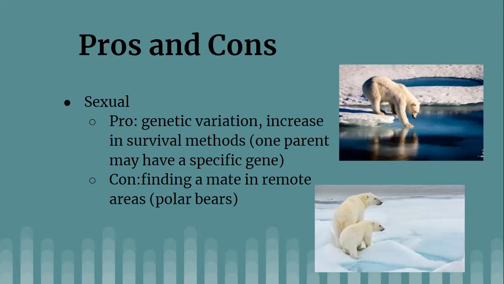Now, our con will be finding a mate in remote areas. So, for example, polar bears are not going to be able to find a mate very quickly when all the ice keeps melting. So, over time, they might start being less of polar bears because of this sexual reproduction that does need to take effect into making more and more. Now, for example, if we have a sea anemone or something like that, and for some reason many of them are dying, they can always reproduce because they only need themselves. They don't need a partner.